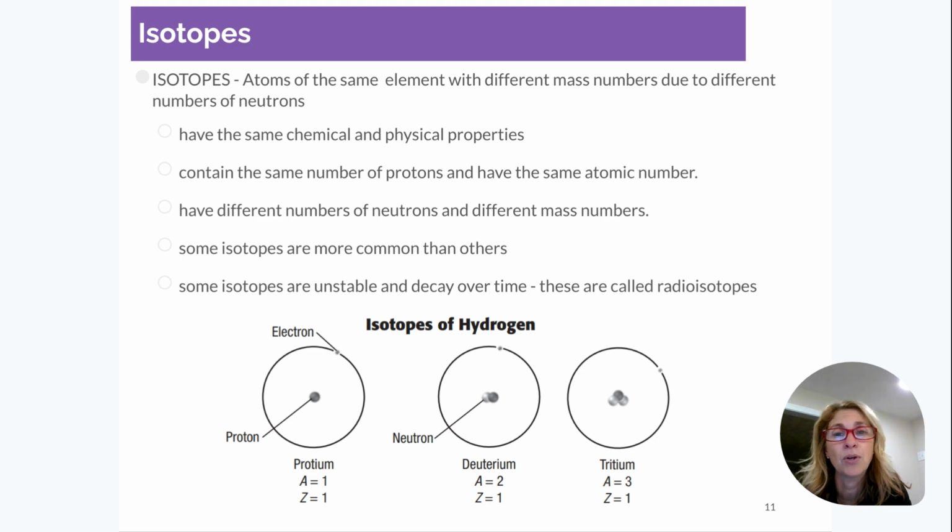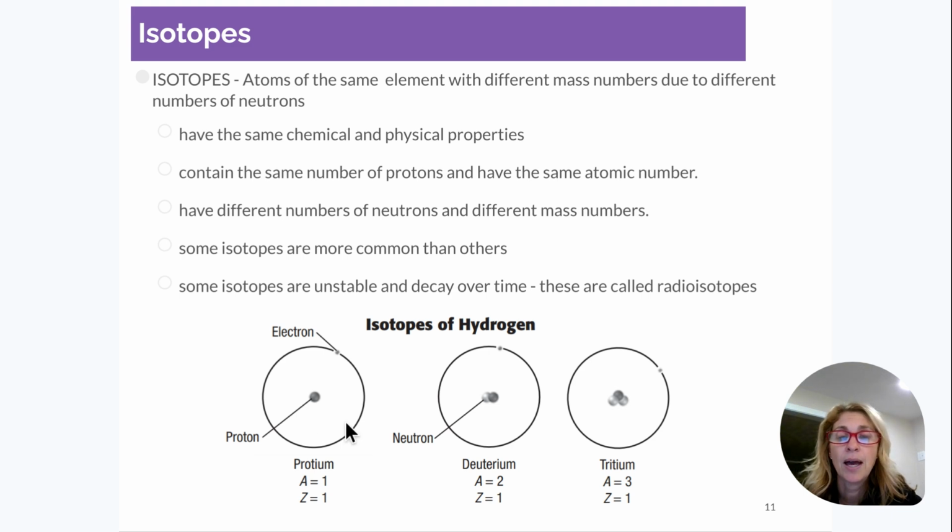Isotopes will have the same chemical and physical properties. They will contain the same number of protons and have the same atomic number. They will have different neutrons and different mass numbers. Some isotopes will be more abundant or common in a sample than others, and some isotopes are not stable in their nucleus and they will decay over time. These are called radioisotopes.